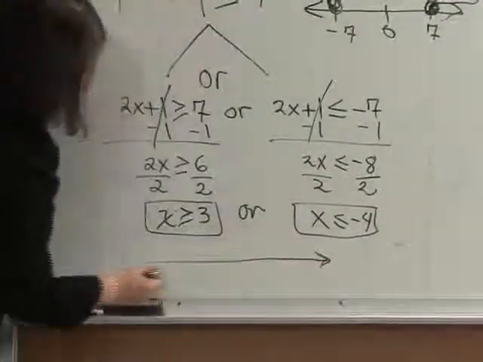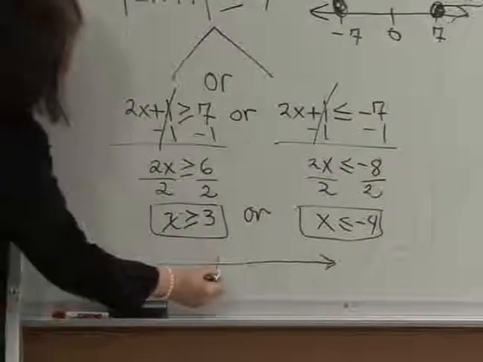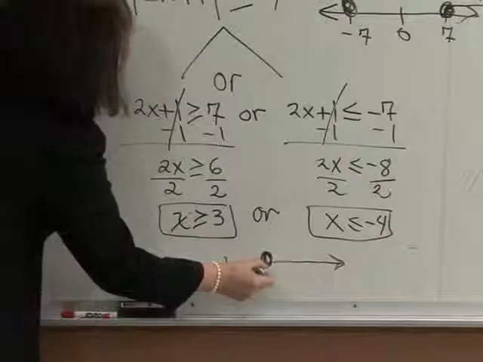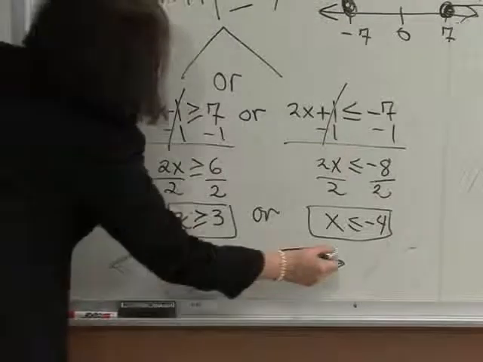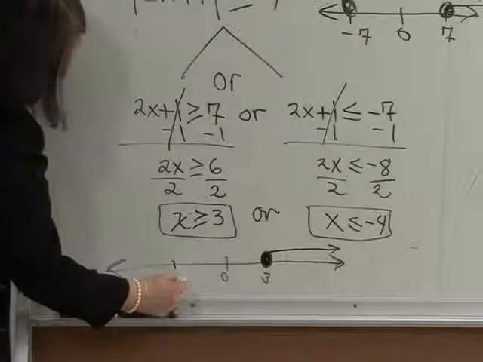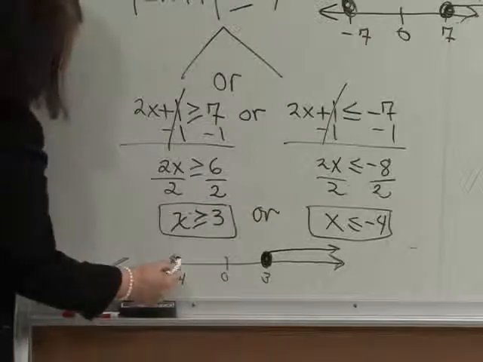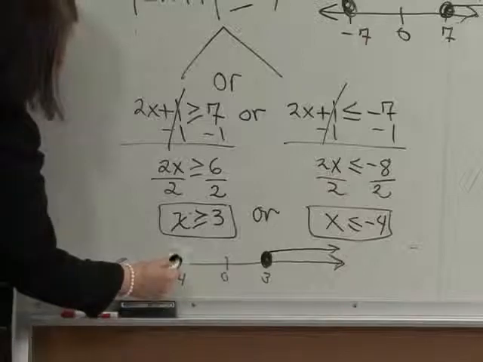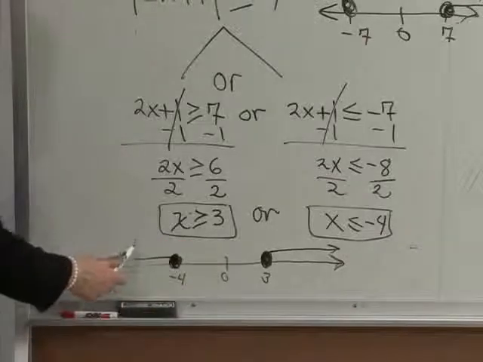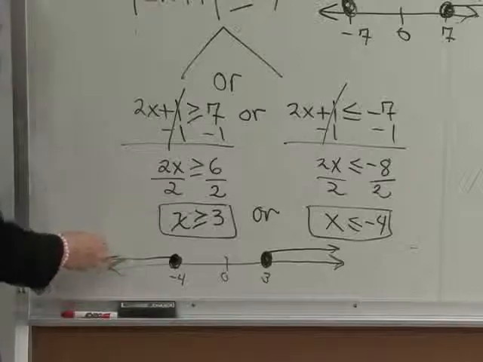But to write the interval notation, I would really like to graph it. Greater than or equal to 3, so that's 3. We include 3, so we shade it in. Greater than, we go to the right. Less than or equal to negative 4, so that's negative 4. Less than or equal, again, we shade it in, and for less than, we go to the left. So that's the solution. All we need to do is to write it in interval notation.